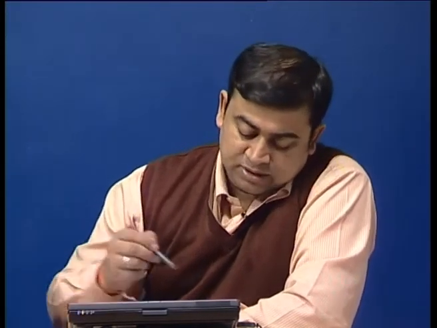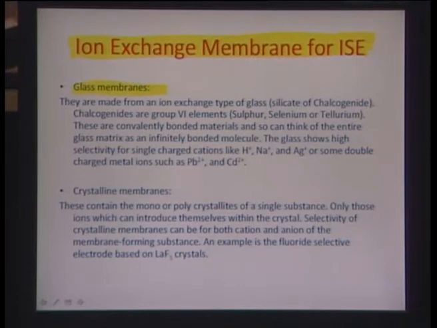Okay. So, essentially there are several different kinds of ion exchange membranes that are available for designing ion selective electrodes. Let us look at these one by one. So, there are these glassy membranes which are made from an ion exchange type of glass. Okay. And they are typically the silicates of chalcogenide metals.